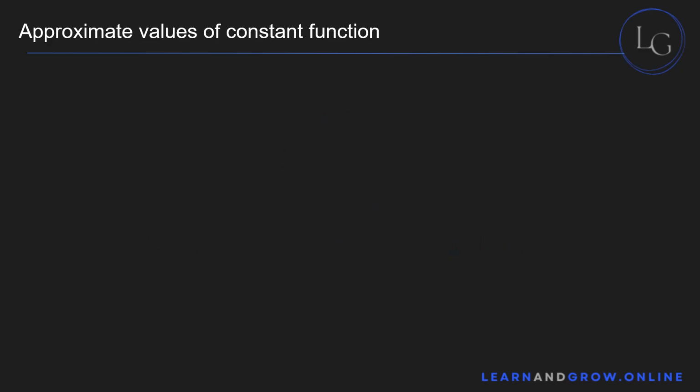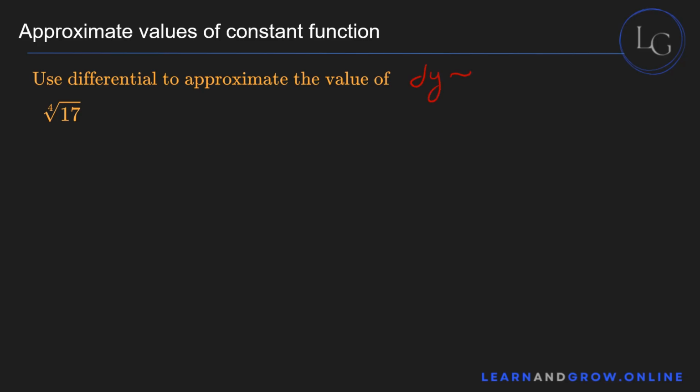Now let's find the approximate values of a constant function, and we'll use basically this rule that delta y is approximately equal to dy. This is how we'll find the approximation. Now we have to use differentials to approximate the value of the fourth root of 17.